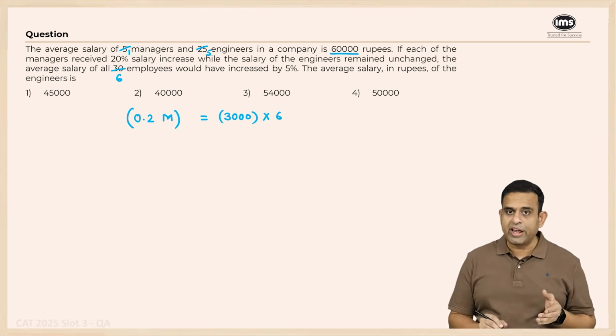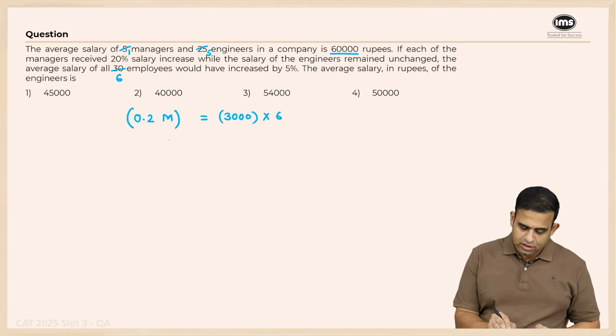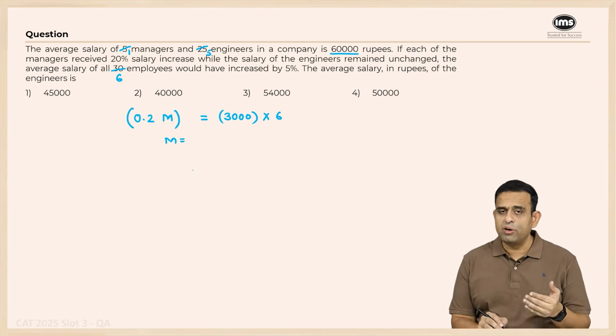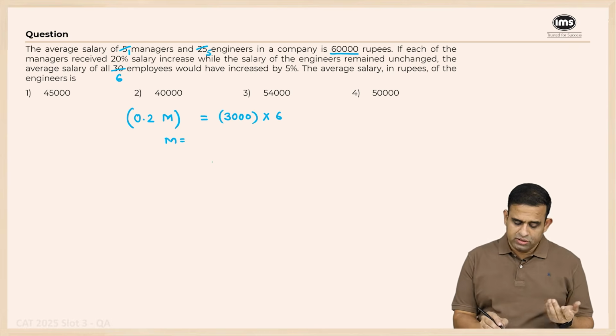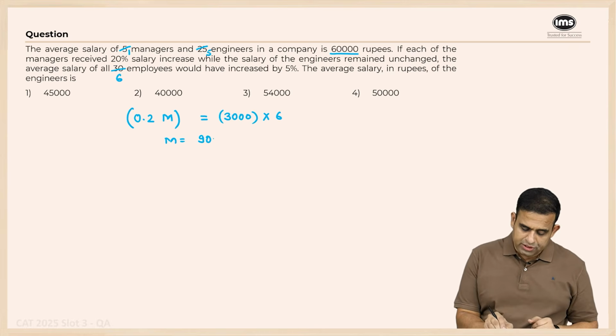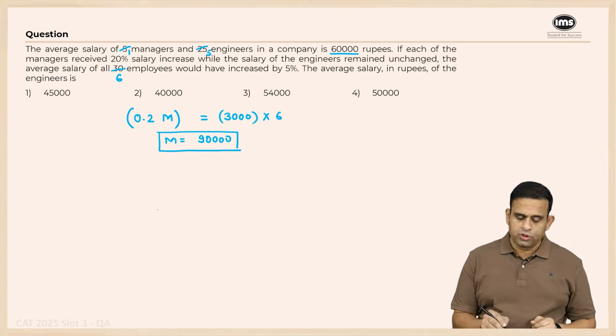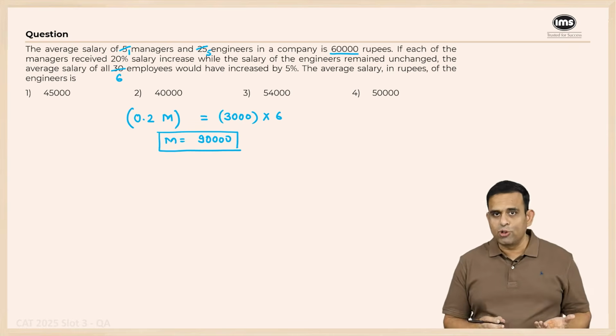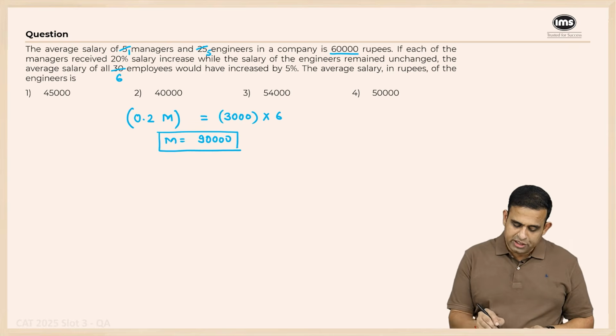So 0.2 times M becomes 18,000. So M must be equal to 18,000 times 5, because 0.2 means 1 by 5. That basically will give you nothing but 90,000. Now we can again take the help of alligations also if you wish to. So for the manager, it came out to be 90,000.